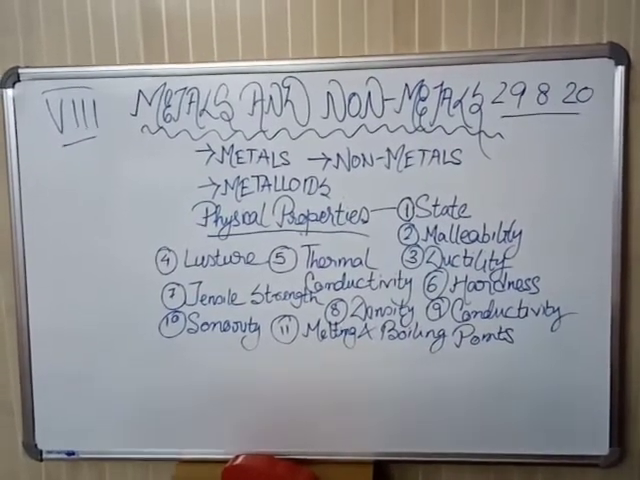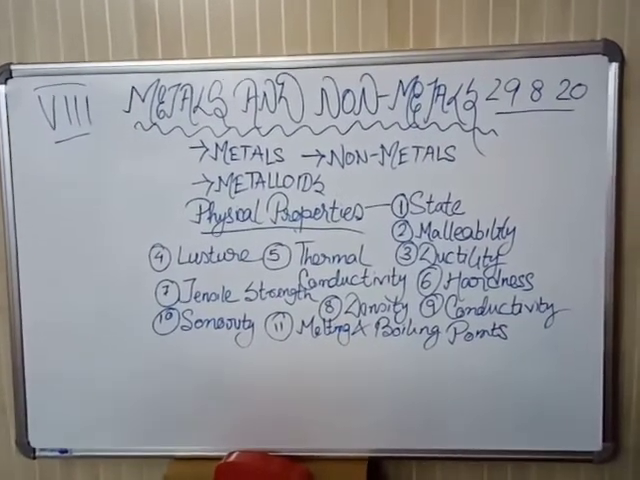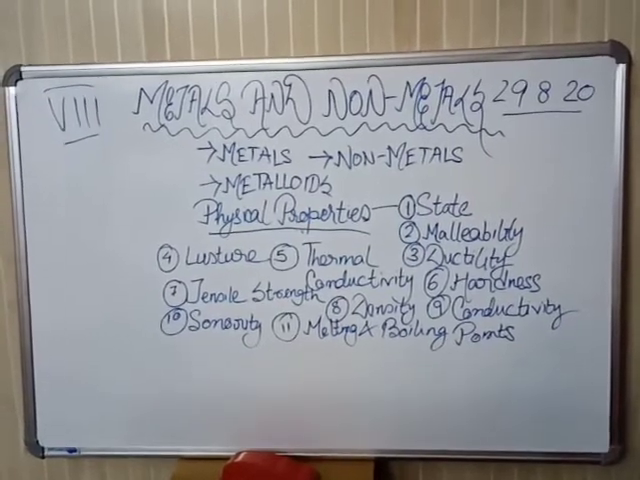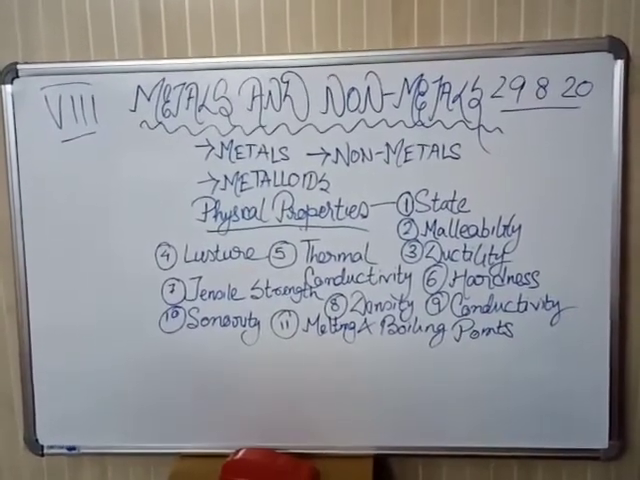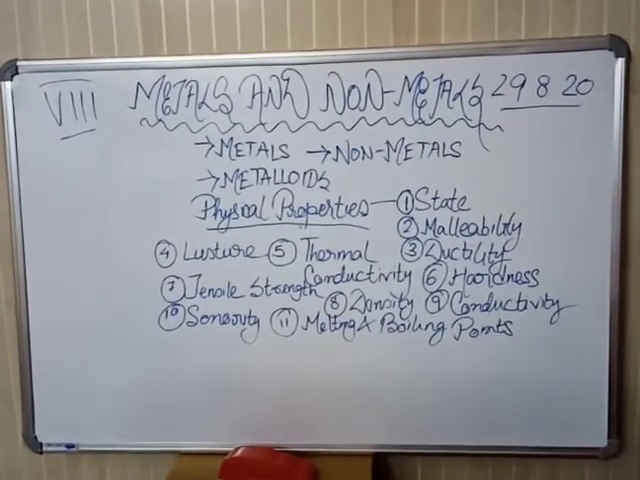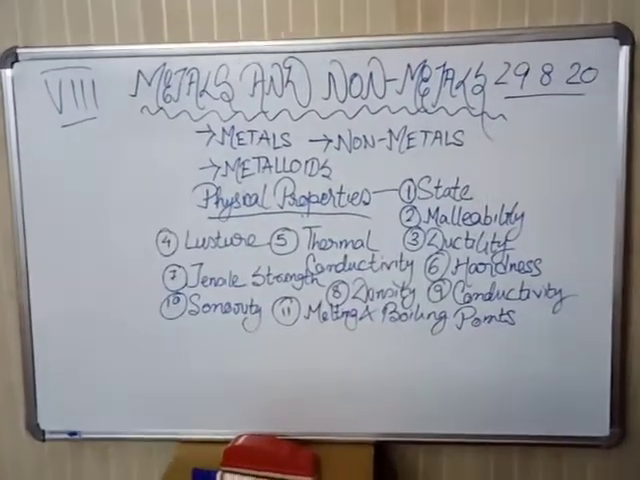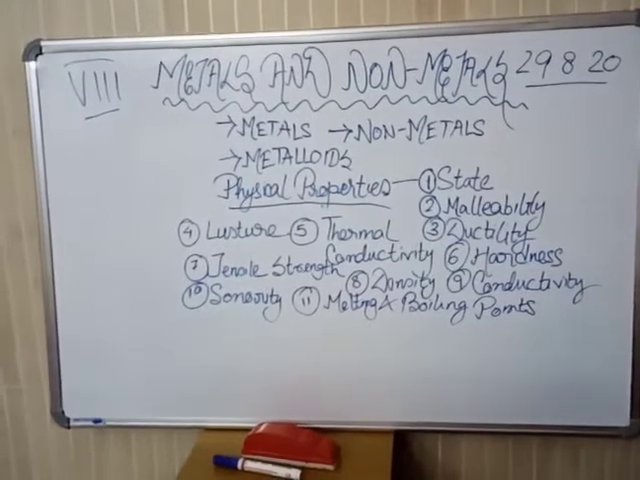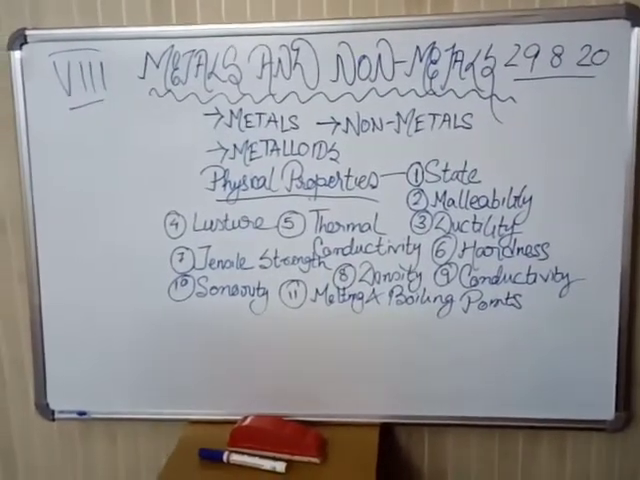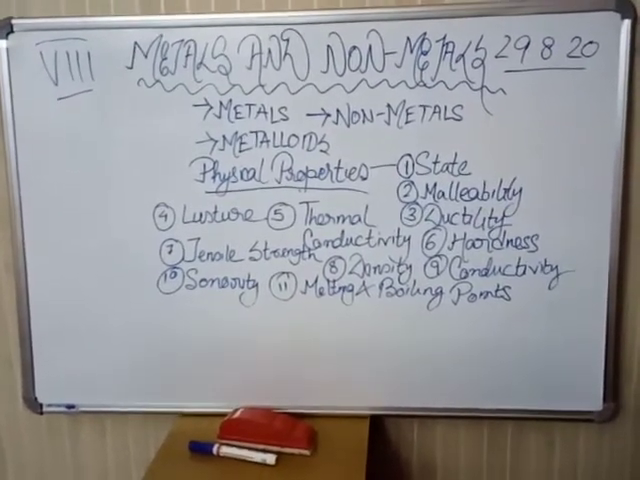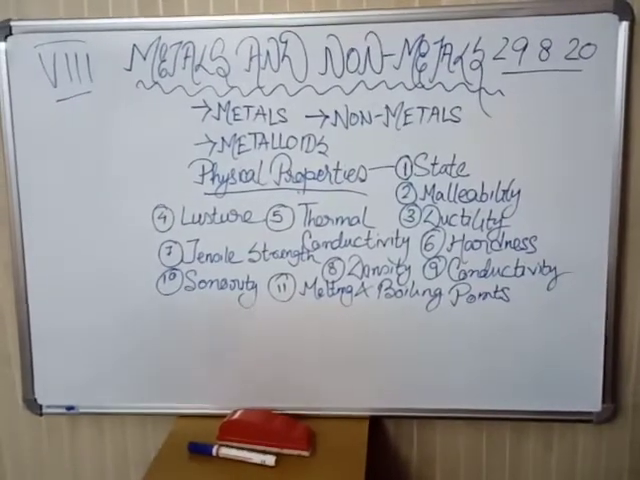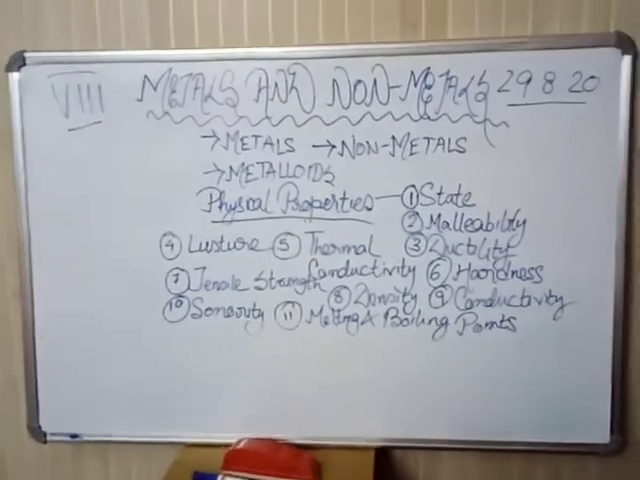Okay. Now differences between metals and non-metals are given in your book. Read it. Today we will stop up to this. Next day we will continue with the physical properties of non-metals. We have done with the physical properties. Next day we will do the chemical properties of metals and non-metals. Thank you.